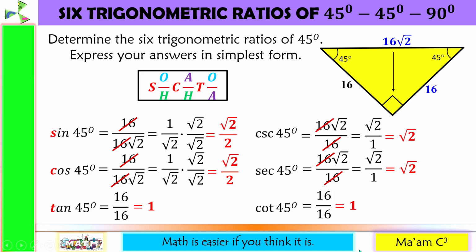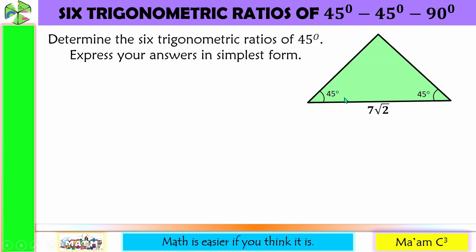Let's have another example. This time we are given the hypotenuse. Why is this the hypotenuse? This is the side in between the two congruent angles. So if this is 7 square root of 2, then one side must be 7. Since this is an isosceles triangle, then this side is also 7.